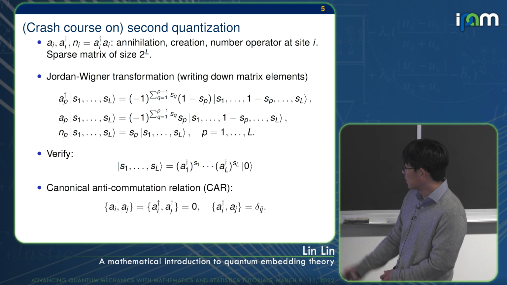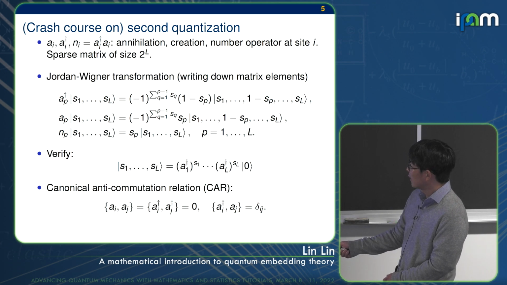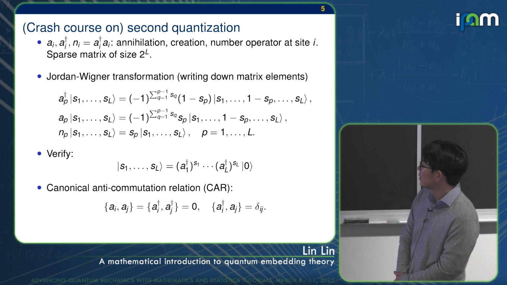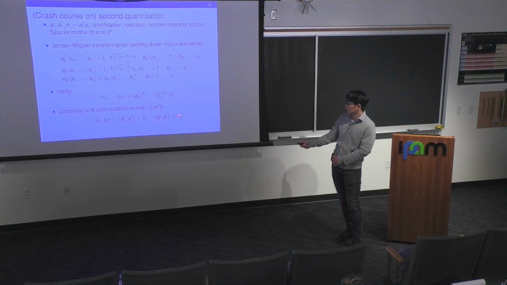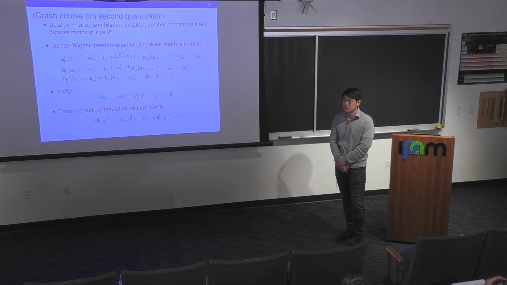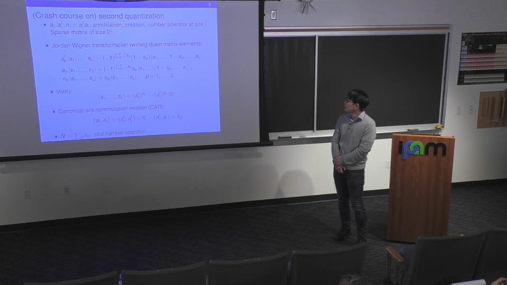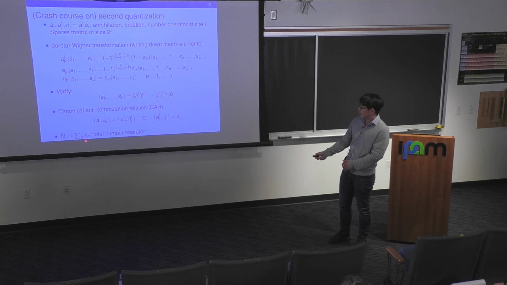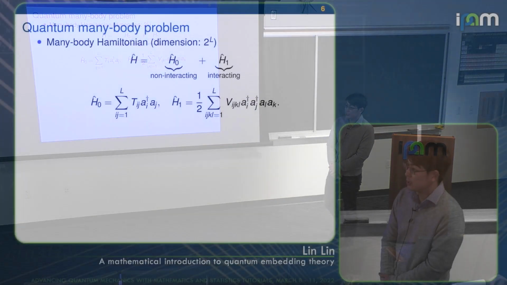There is something called the canonical anti-commutation relation, which means that A_i A_j plus A_j A_i is equal to 0, and for the creation and annihilation pair, the anti-commutator is equal to 1 if i is equal to j, otherwise it's equal to 0. This is just some algebra that can be derived from the definition above. The total number operator is just the sum of all the number operators. The quantum many-body problem in second quantization is the following.